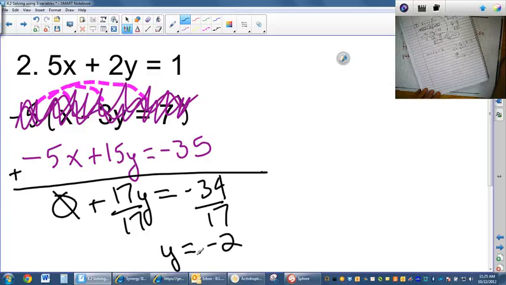Alright, so we're going to do the same thing that we did last time. Now that we have our one value, we have x comma y. I have x comma negative 2.